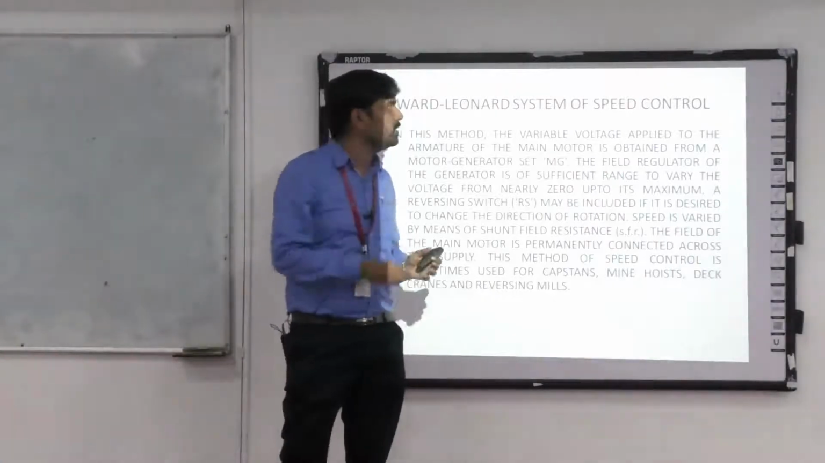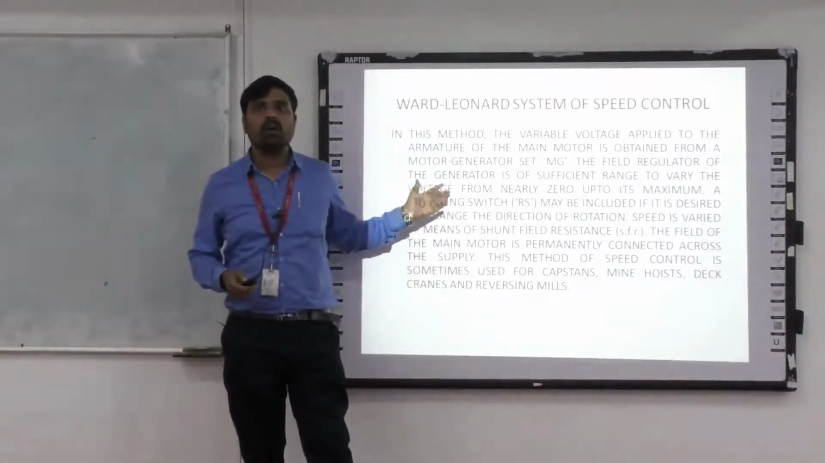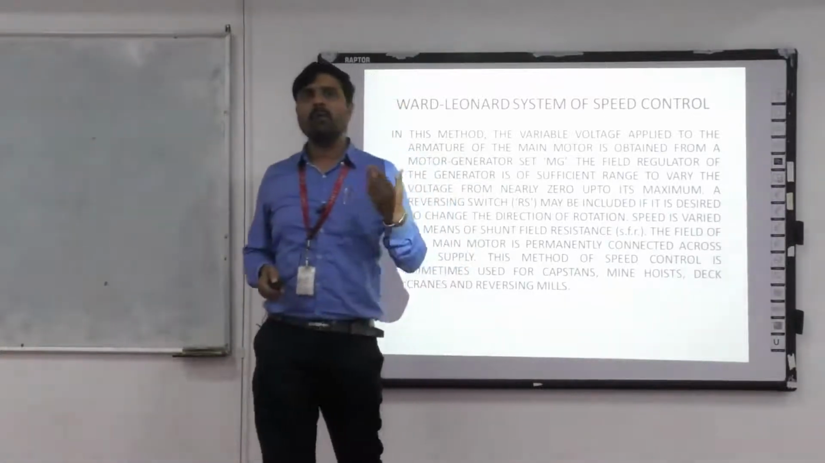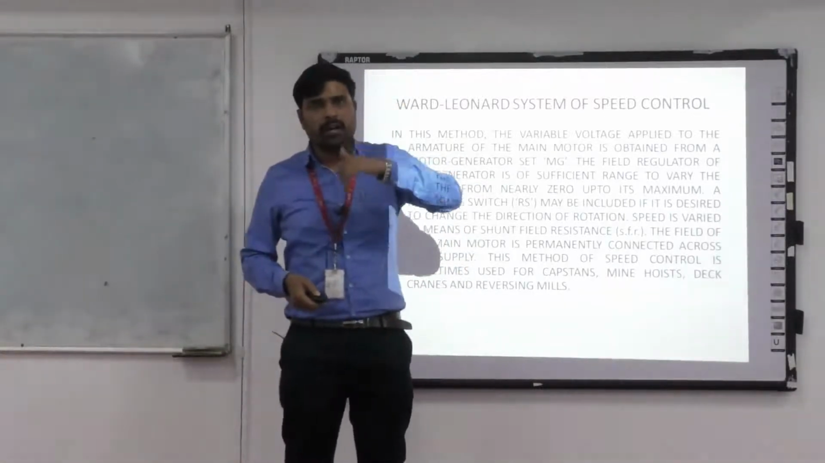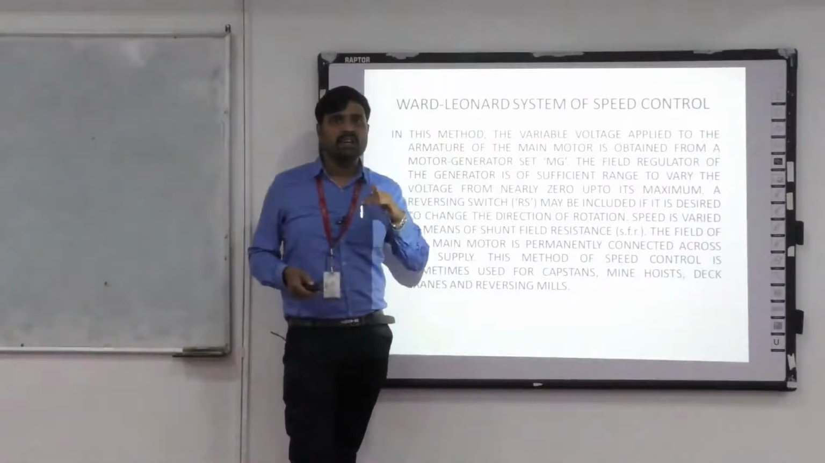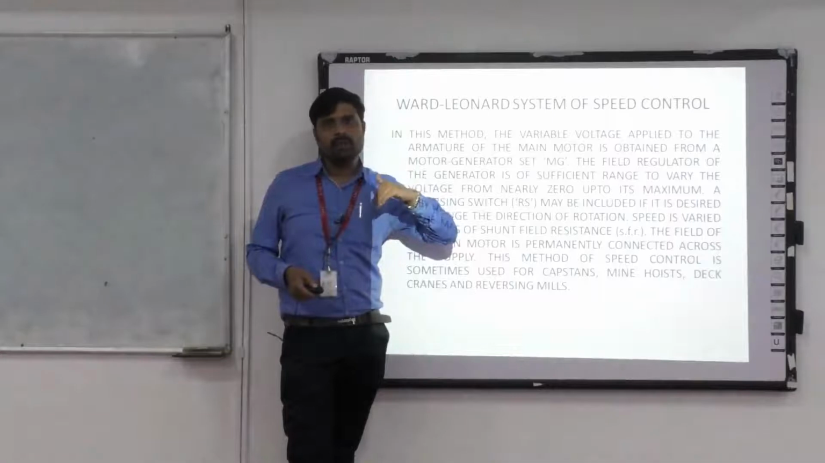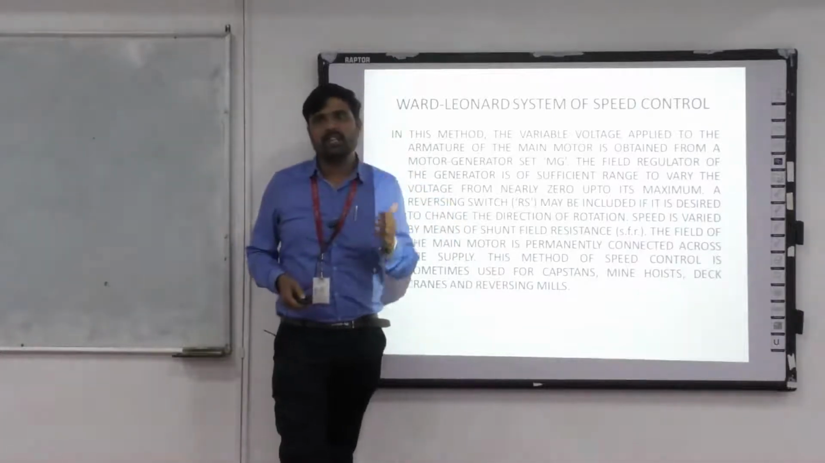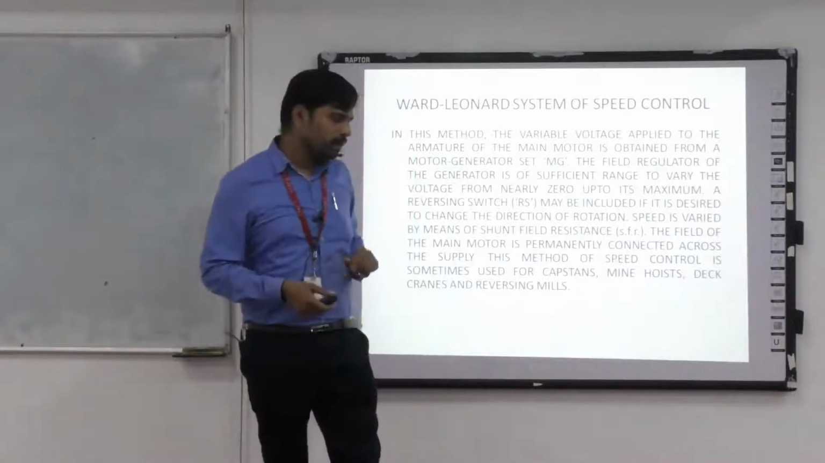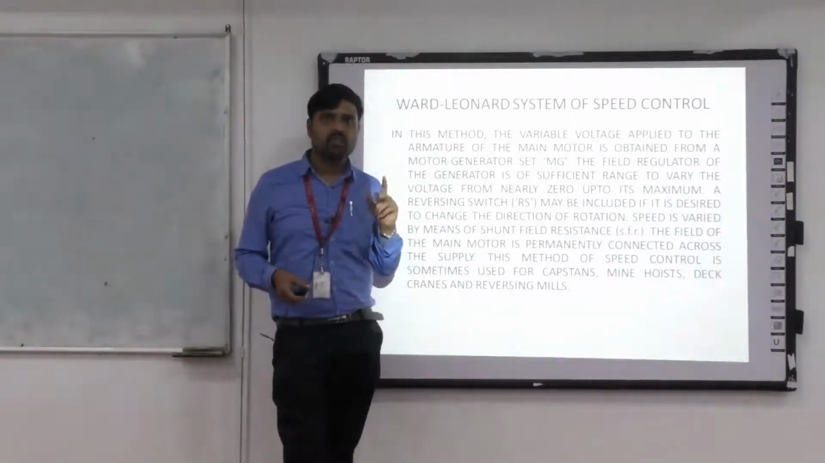So the speed is not controlled above the base speed. If I want to control above the base speed, I have to reduce the flux. You know that N is proportional to Eb by phi. When the flux is reduced, the speed will go very high. But there is a limitation for these two speed controls.